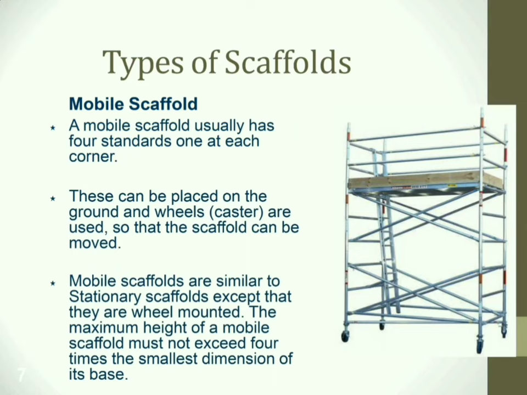A mobile scaffold usually has four standards, one at each corner. This can be placed on the ground, and wheels like casters are used so that the scaffold can be moved. Mobile scaffolds are similar to stationary scaffolds except that they are wheel mounted. The maximum height of a mobile scaffold must not exceed four times the smallest dimension of its face area. And in this area, the outrigger is a very, very important one.